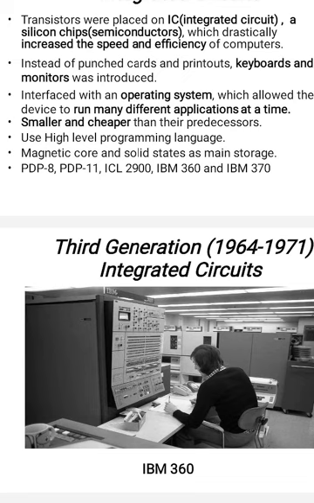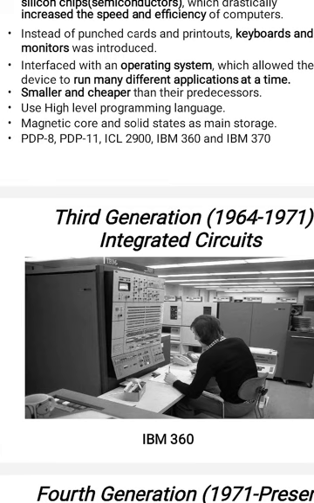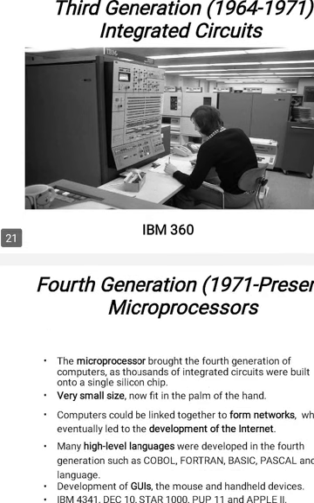High level language is a language where the instructions we give are in simple English sentences, a combination of maths and English language. So those are high level programming languages. And magnetic core and solid states were the main storage devices. PDP-8, PDP-11, ICL 2900, IBM 360 and IBM 370 are some of the examples.